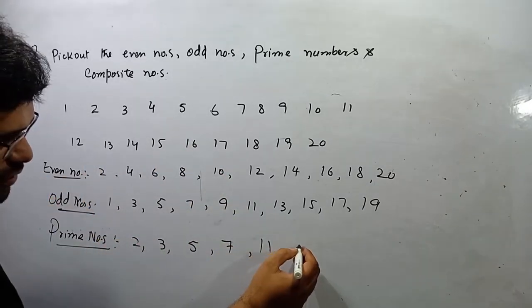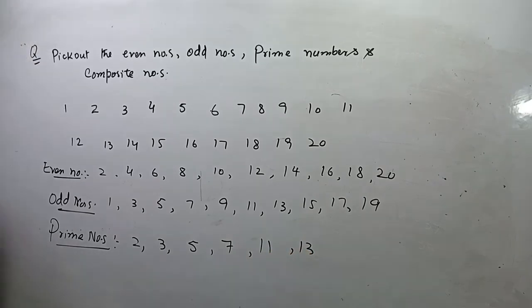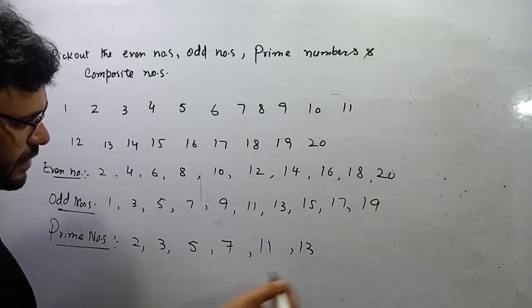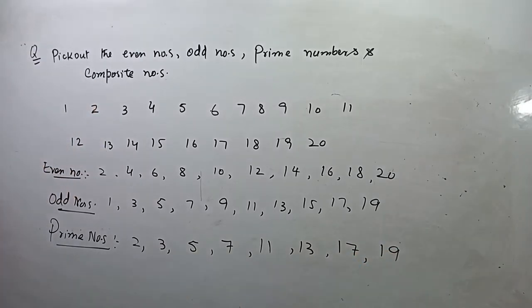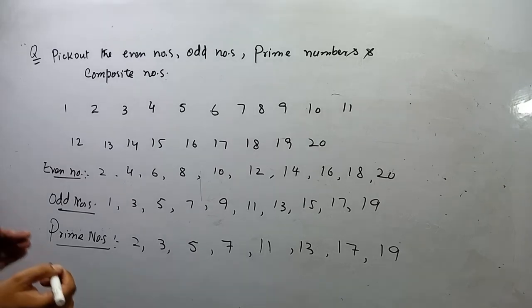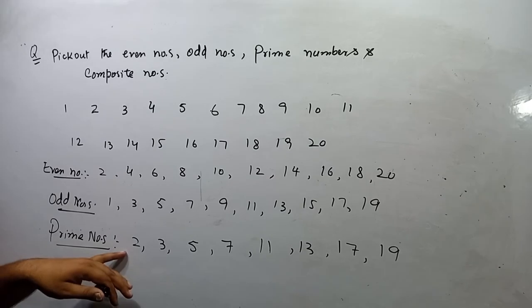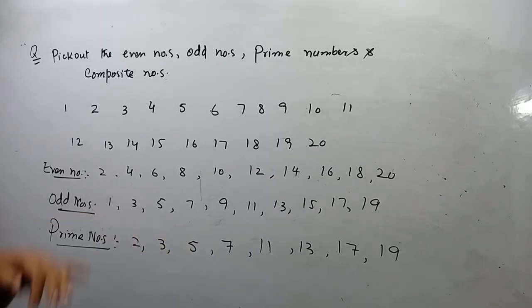13, yes. 14, no. 15, no. 16, no. 17 and 19, yes. You can see all these numbers have two factors, 1 and itself. 2 and 1, 3 and 1. Only two numbers can divide these numbers, 1 and itself.